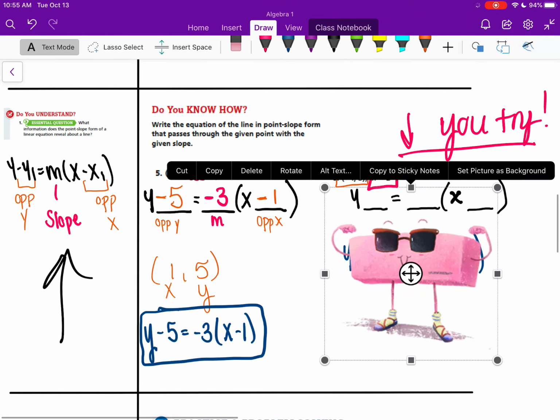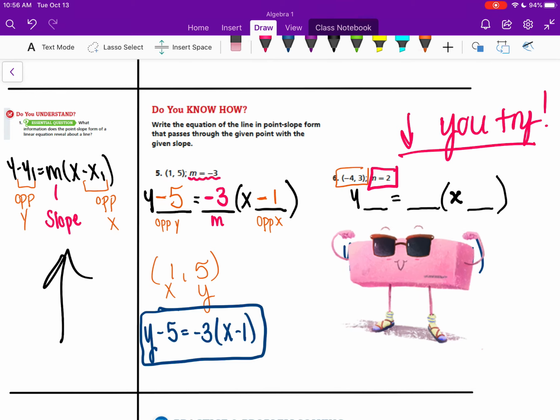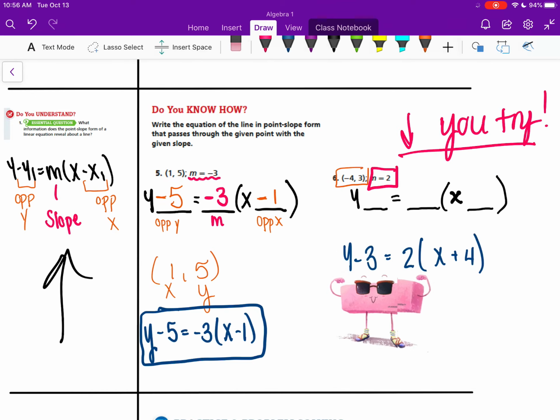Try to fill in those blanks. All right, let's check it. Hopefully you paused and tried to fill in those blanks. We saw that the point was (-4, 3), where x is negative 4. So that means that x value should have been a plus 4. Awesome, that's opposite. The y value was positive 3, so the opposite is negative 3. And the slope was 2. So we have y minus 3 equals 2 times x plus 4.